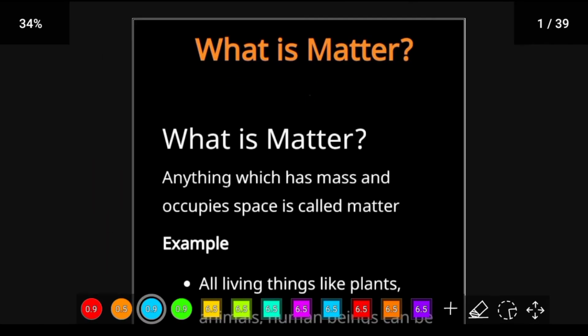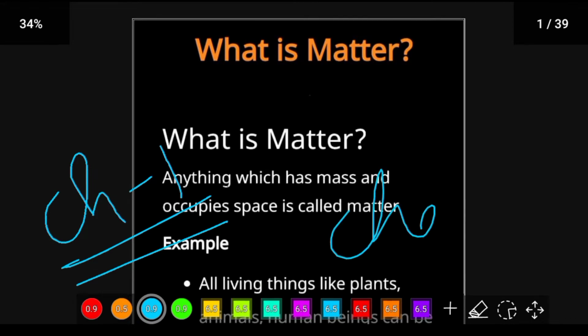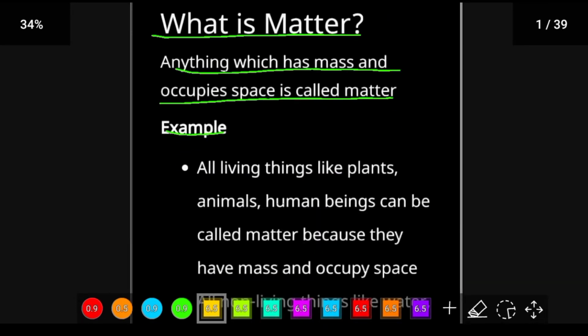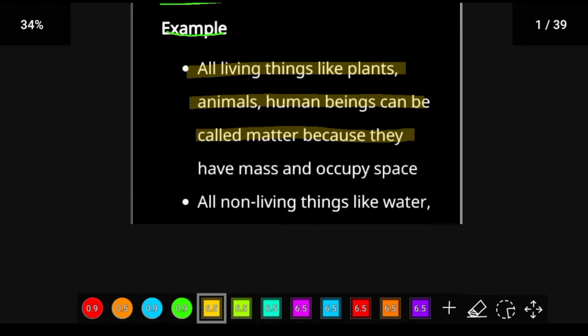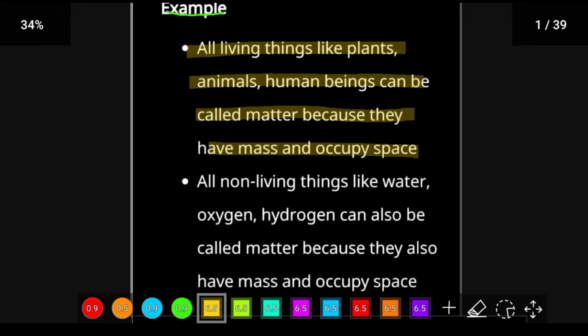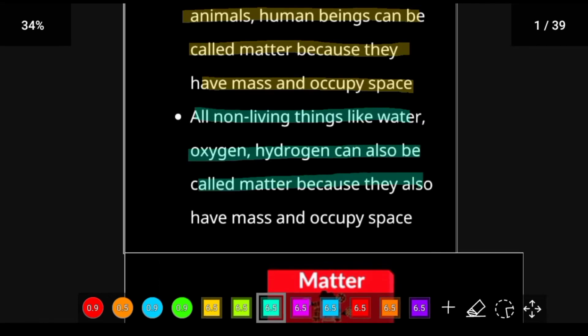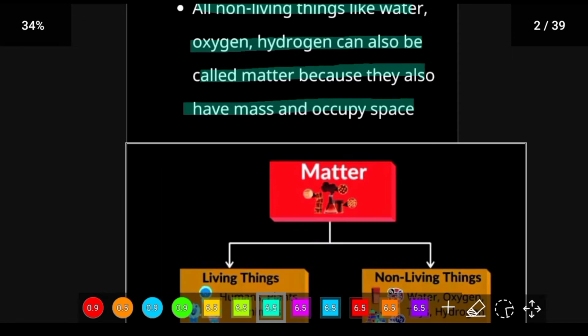Everyone, today we are going to study chapter number 1 of class 9th chemistry, matter in our surroundings. What is matter? Anything which has mass and occupies space is called matter. Example, all living things like plants, animals, human beings can be called matter because they have mass and occupy space. All non-living things like water, oxygen, hydrogen can also be called matter because they also have mass and occupy space.